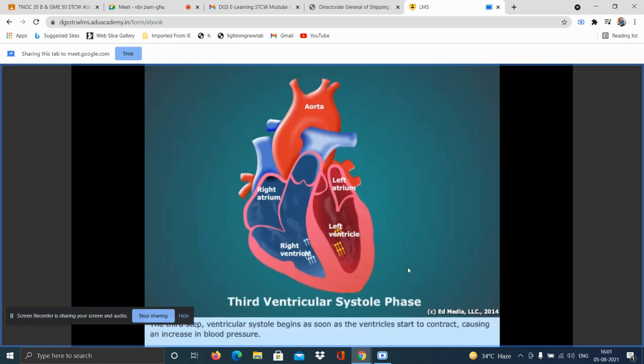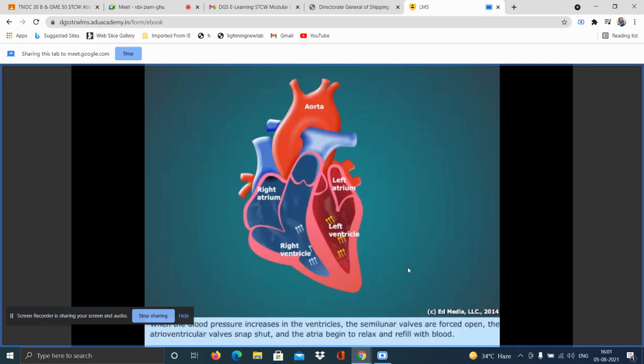The third step, ventricular systole, begins as soon as the ventricles start to contract, causing an increase in blood pressure. When the blood pressure increases in the ventricles, the semilunar valves are forced to open, the atrioventricular valves snap shut, and the atria begin to relax and refill with blood.